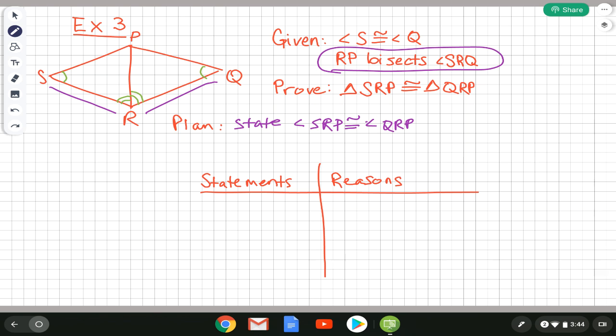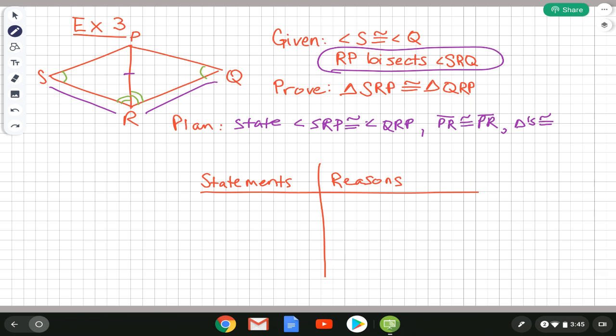And then after that, we have our two angles. We just need a non-included side. So it can't be side SR and RQ because that would be included. So the side that looks the easiest to use would be the side PR, which is the one that they share, their common side. So I want to be able to say that PR is congruent to PR. So I've got my two angles, my non-included side, and that would be enough to show that the triangles are congruent.